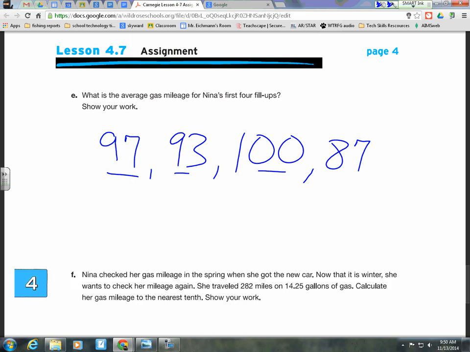So in this problem, E, what are we going to divide by? 4. Why? Because there are 4 fill-ups. So we're going to divide by 4. Are there any other questions? You may begin.